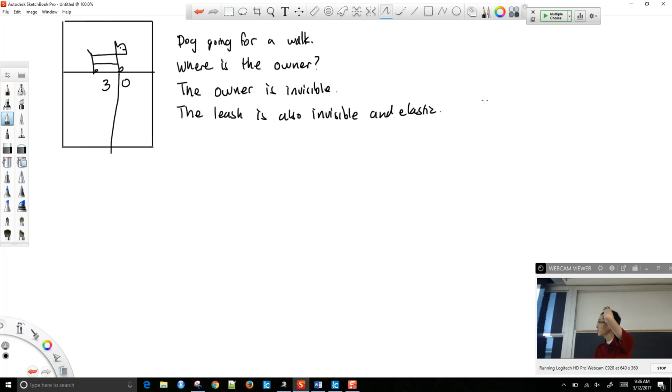Okay, so the owner is invisible, the leash is also invisible and elastic, and what we see is the dog is located at the 30 on the football field. So what can we say about the owner? Well, let me tell you a little bit about the behavior of the dog. So we understand the behavior of the dog. Generally, the dog likes to stay close to the owner. It doesn't like to strain too hard against the leash, okay?